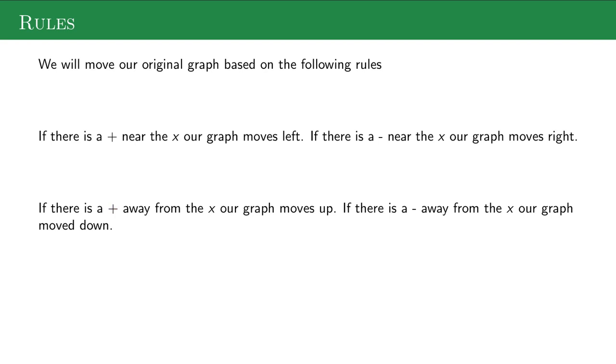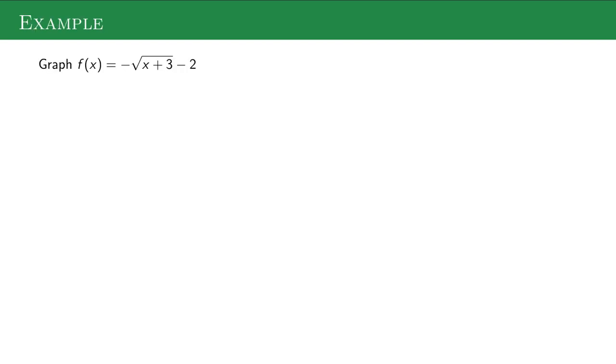If the plus is farther away from the x, kind of at the end of the equation, that's going to move your graph up. And a minus away from our x moves our graph down. And the last type of transformation, we've talked about this here, there's a negative at the very front multiplying by your main part. That's going to flip your graph upside down. All right, so let's look at this example.